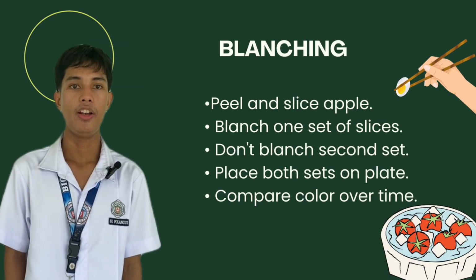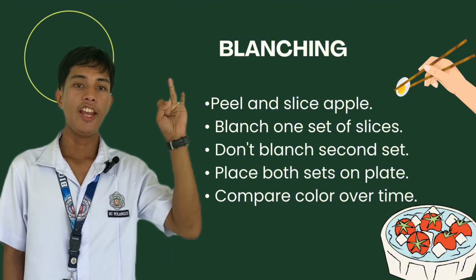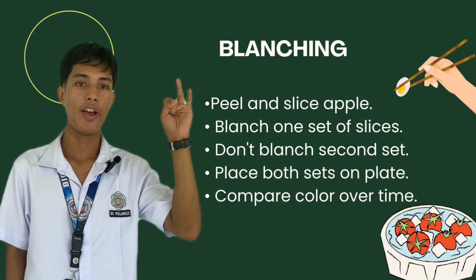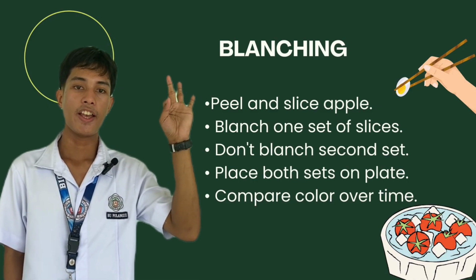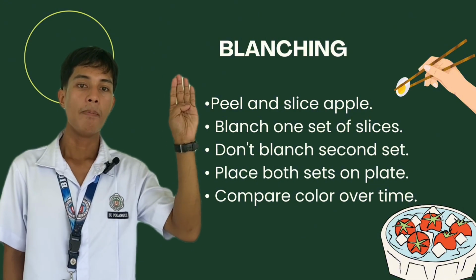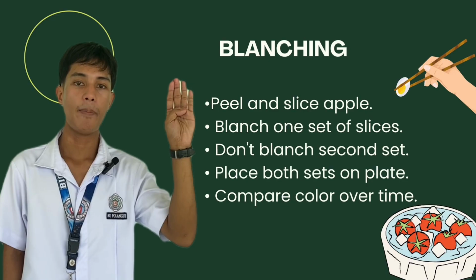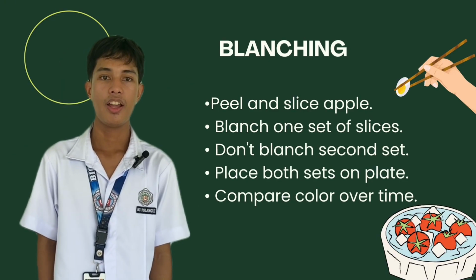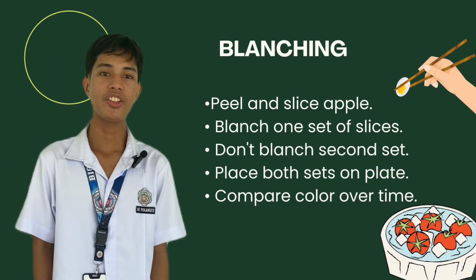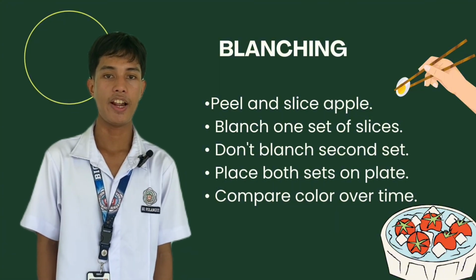For example, peel and slice an apple. Take one set of slices and blanch them in boiling water for about a minute. Take a second set of slices and do not blanch them. And lastly, place both sets of slices on a plate and compare the color over time. The expected result: the blanched slices will retain their fresh color for a much longer period compared to the unblanched slices, which will brown quickly.